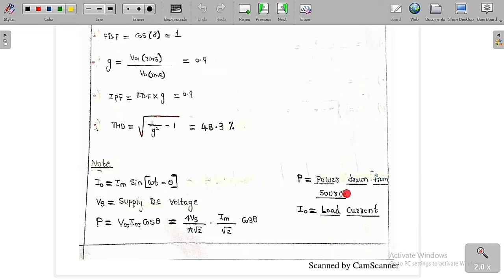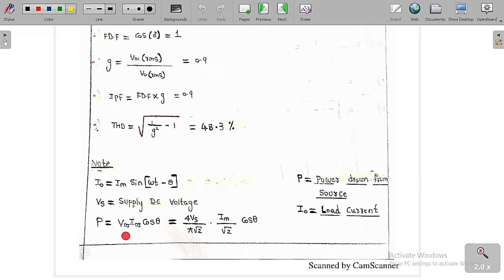So P is called the power drawn from the source, or simply we can say the overall average power supplied by the source, or the overall average power absorbed by the load, which are both the same. And I0 is called the basic load current. I have already told you I0 means the current in the load. So I want to find its power P.